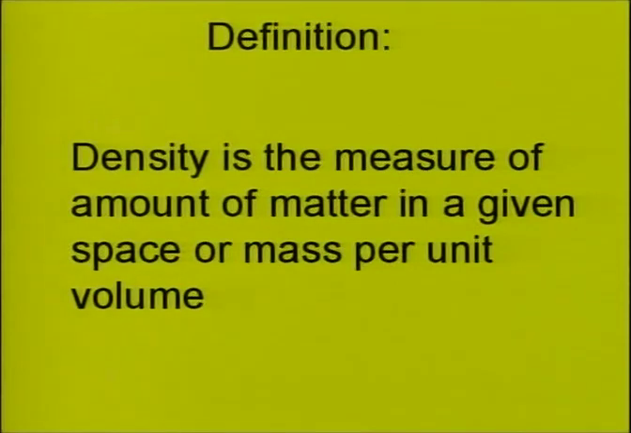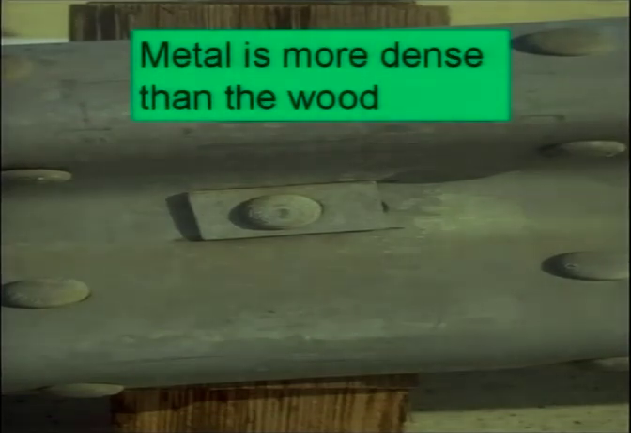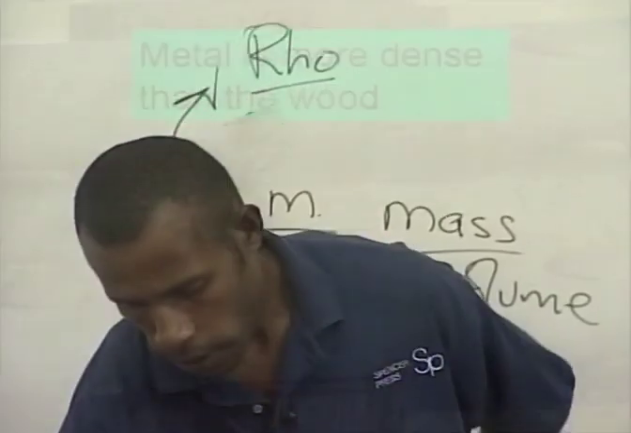All right, next. Okay, do not copy this one. This is just for explanation. You will find that the wood is less dense than the metal, and that the metal is more dense than the wood. For liquids as well, when you come to liquids and pressure, you will need to know about the density of these liquids. There are some liquids which are denser than others.